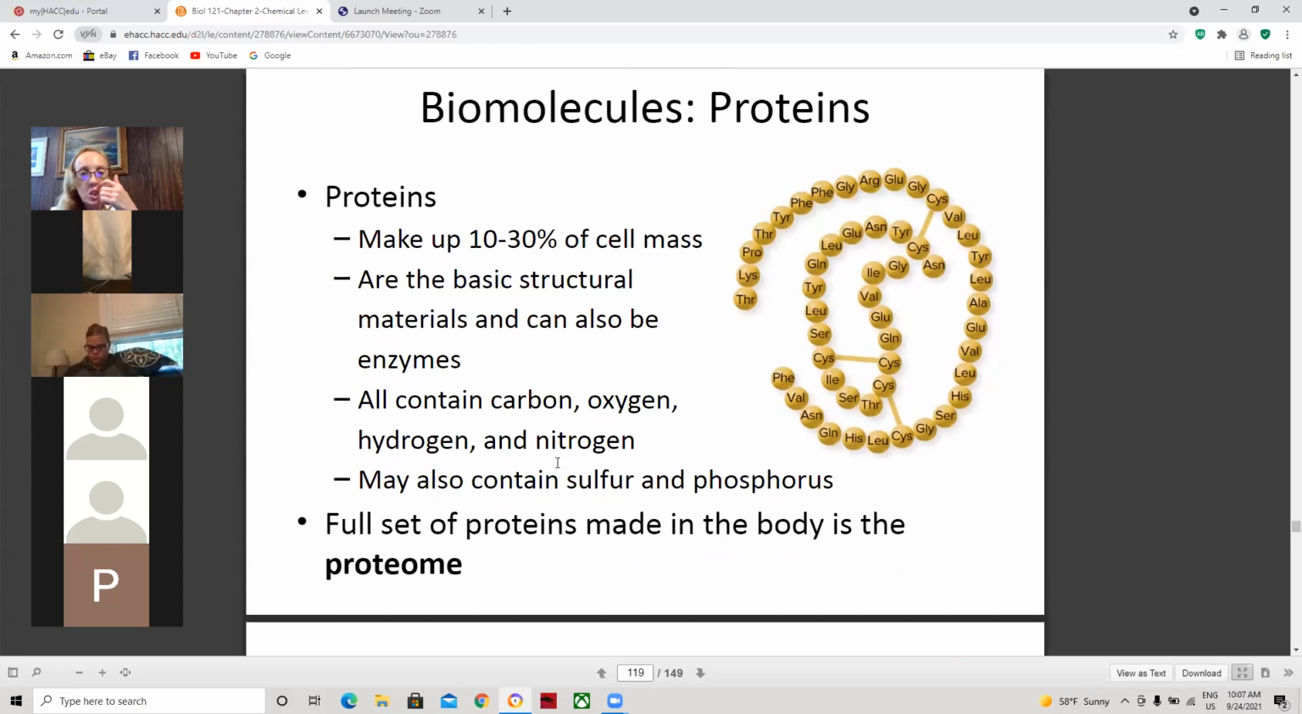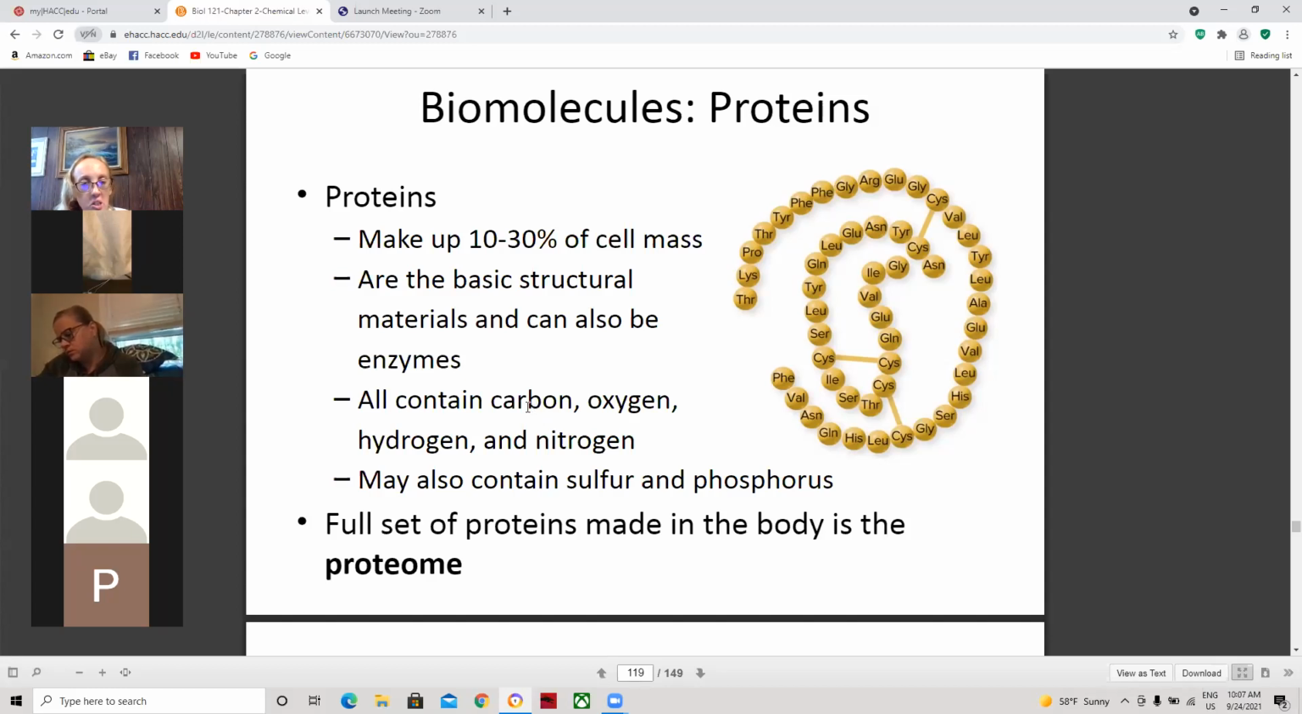So proteins make up 10 to 30% of cell mass. These are the basic structural materials and can also be enzymes. I don't know of any enzymes that aren't proteins. So all enzymes are proteins, but not all proteins are enzymes. That's the way to look at it. All enzymes are proteins, but not all proteins are enzymes.